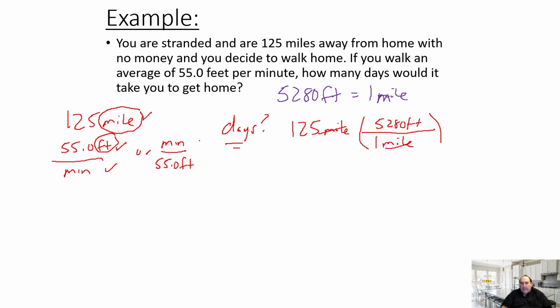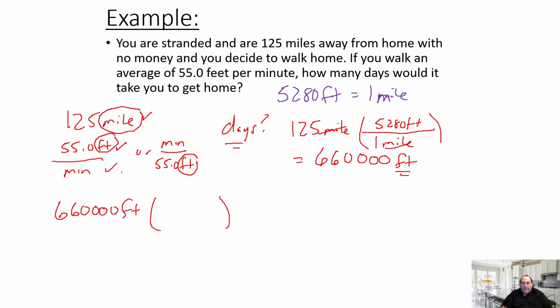Again, the miles will cancel. And if we get the answer there, that's 125 times 5,280. That's going to yield us 660,000 feet. So now my distance is in feet, which matches my conversion factor here. So continuing on with the calculation, 660,000 feet.